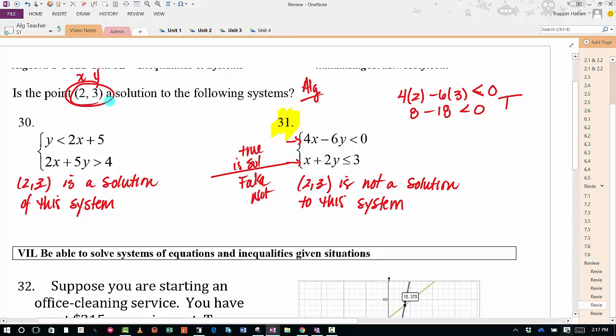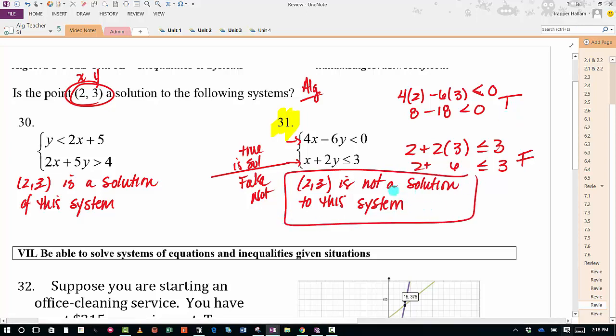On the second one, we're going to repeat the same process. So x is going to be 2, plus 2 times my y value, 3, and that has to be less than or equal to 3. Okay, so this is going to make 6 plus 2, so we know that that's 8. Is 8 less than or equal to 3? No, 8's larger than 3, so that's false. So it works for the first one. It's in the first inequality solution set, but the second one is false, so it does not count for that one. So this is not, I repeat, not a solution for this system.